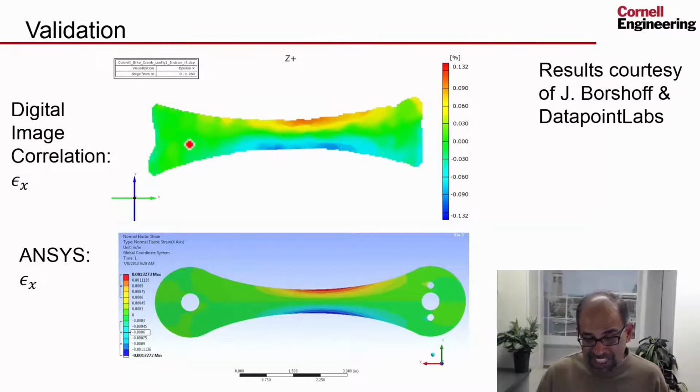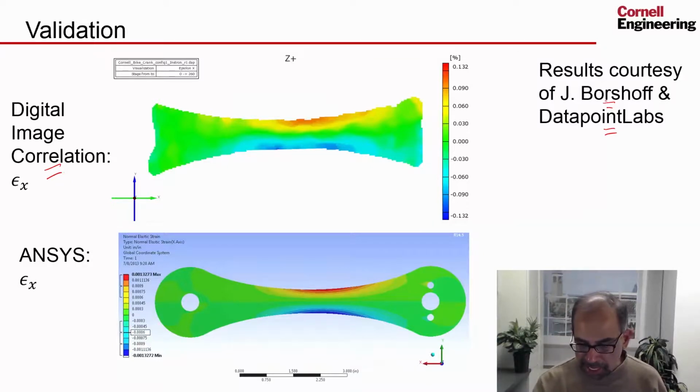There's another way we validated it through this new technique called digital image correlation, and this was done by Jenny Borshoff, who was, when she was a student at Cornell, interning at a local company, Data Point Labs, that does material testing, and they have a very nice digital image correlation setup. And digital image correlation, the idea is to use digital cameras to track points on some particular face, and from that, how much each point has moved, and then you can back out the strain.